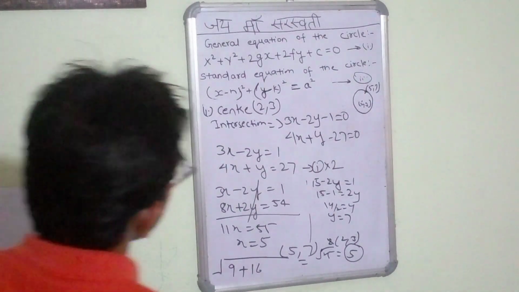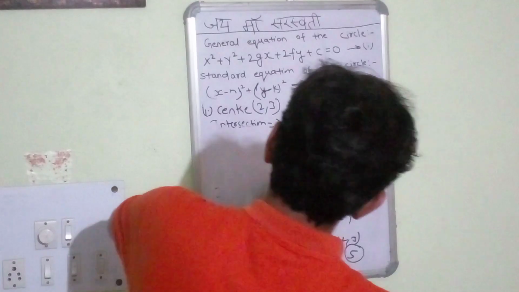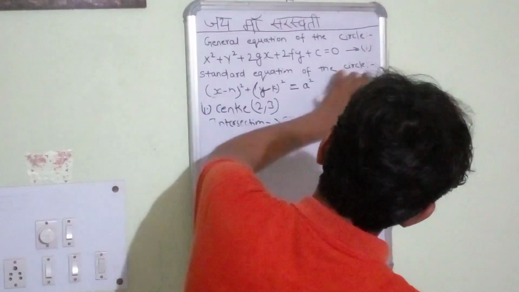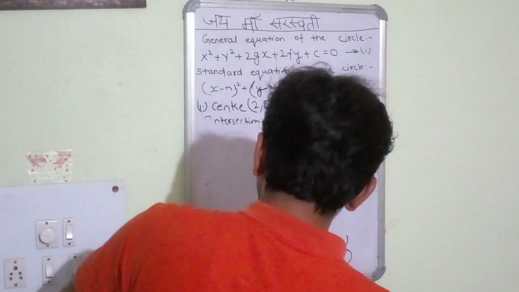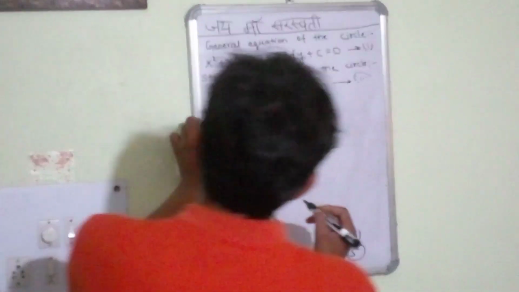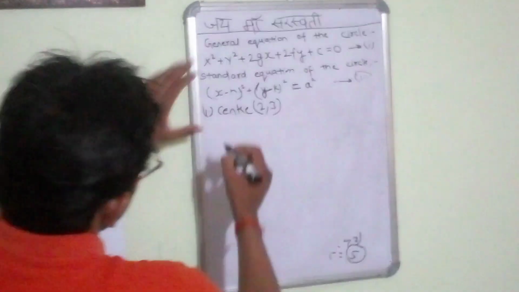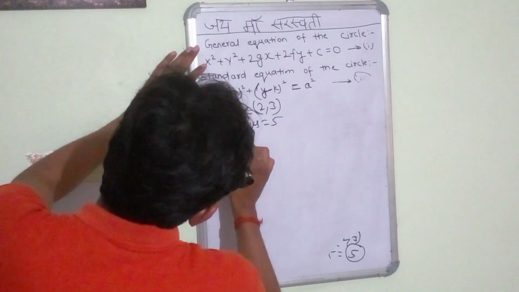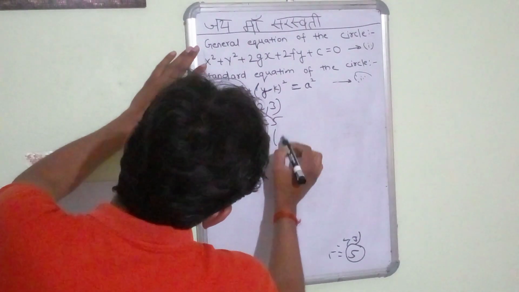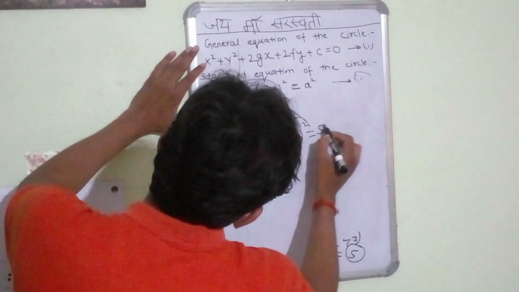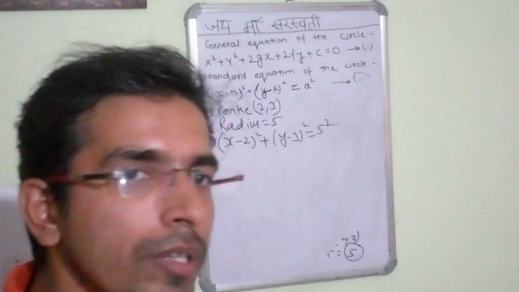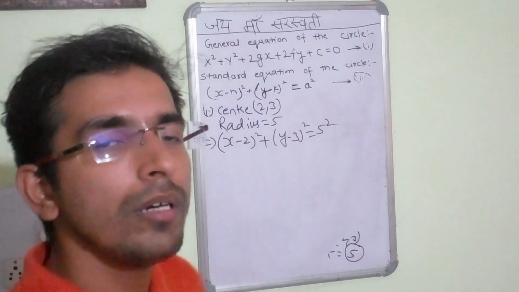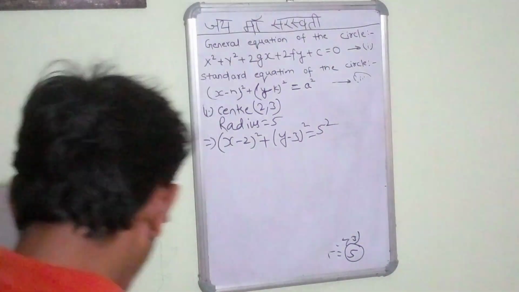Now we will be using the standard form of the equation of the circle here. We have the two conditions here. First and foremost, we have the center of the circle, and secondly, we should know the radius. The radius we have already calculated, that is equal to 5. Now using the standard form of the circle, x minus 2 the whole square plus y minus 3 the whole square is equal to 5 square. So this is the particular equation of the circle, which we got from the standard equation of the circle.